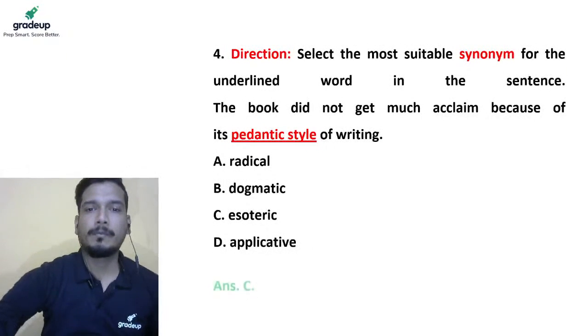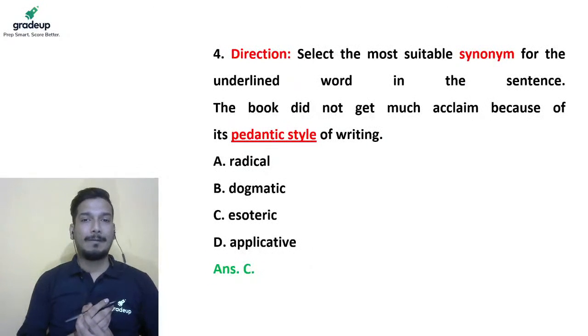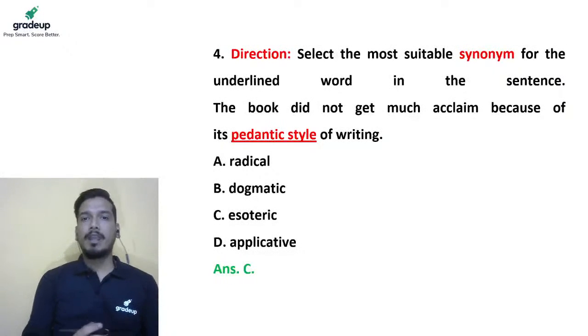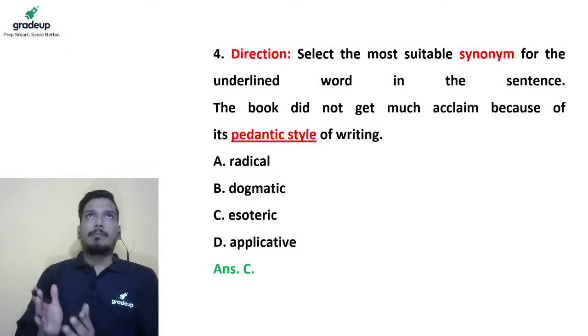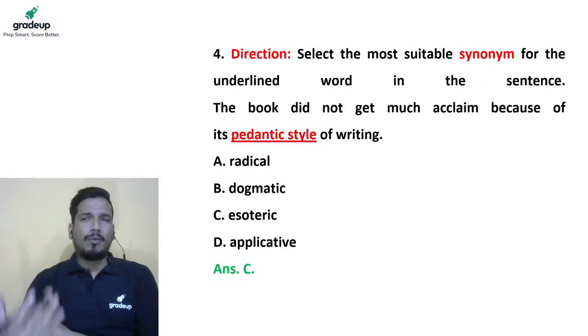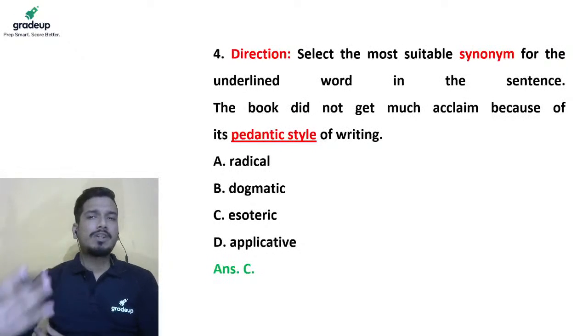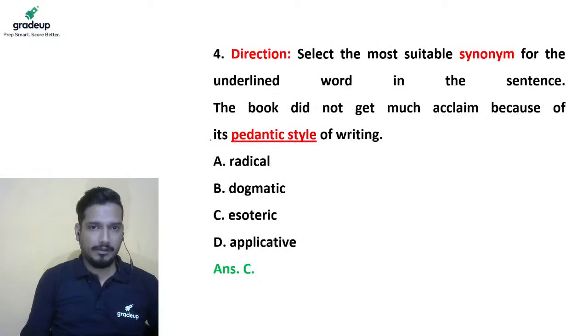Okay, the answer is C, esoteric. I'll tell you why C is the correct answer. The book did not get much acclaim. Acclaim means approval or popularity, popularity basically. The book did not get much acclaim because of its pedantic style of writing. Now, what is pedantic?